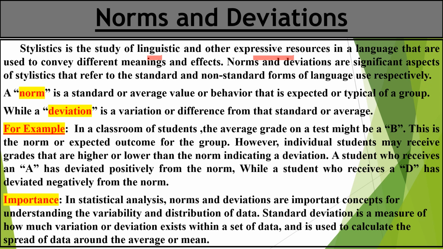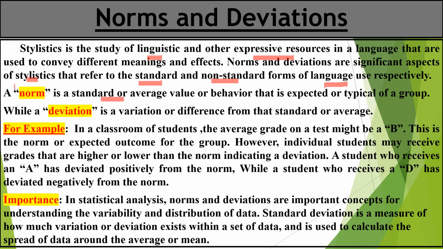Norms and deviations are significant aspects of stylistics that refer to the standard and non-standard forms of language used respectively. अब यहाँ पे स्टैंडर्ड और नॉन स्टैंडर्ड फॉर्म की इस तरह बात की गई है कि स्टैंडर्ड मीन्स that is always followed in society, the patterns that are always there, and the non-standard form जो है जब हम उसे deviate standard pattern से करते हैं, that is why it is called non-standard forms of language. A norm is a standard.